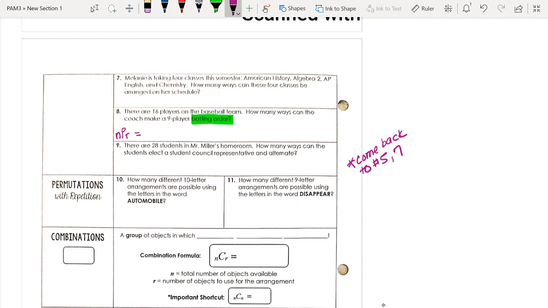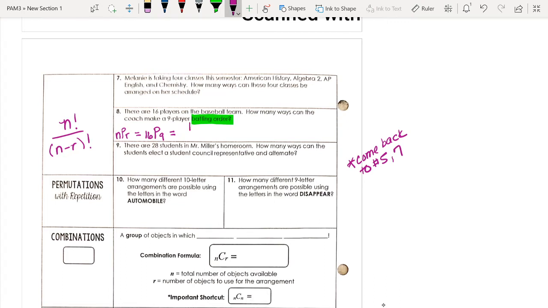All right, the N represents how many total players are there? Well, there are 16 players on the team. Okay. How many players are we going to choose for this batting order? 9. So we want to find out how much 16P9 is. All right, so you're going to use your formula, which I will write over here to the left. So it's N factorial over (N minus R) factorial. All right, go ahead. Pause it if you want. I'm going to keep going. Find out how many different ways we can do our batting order.